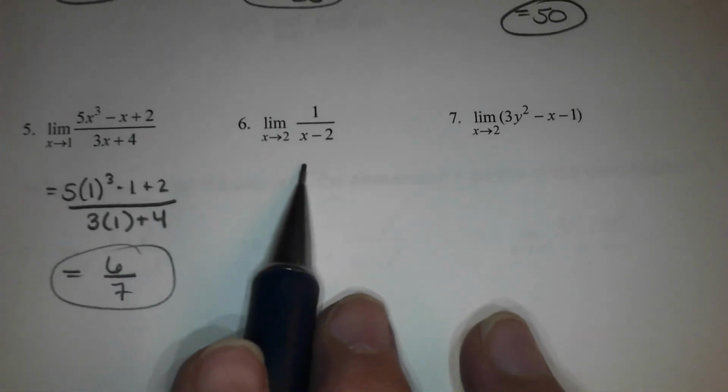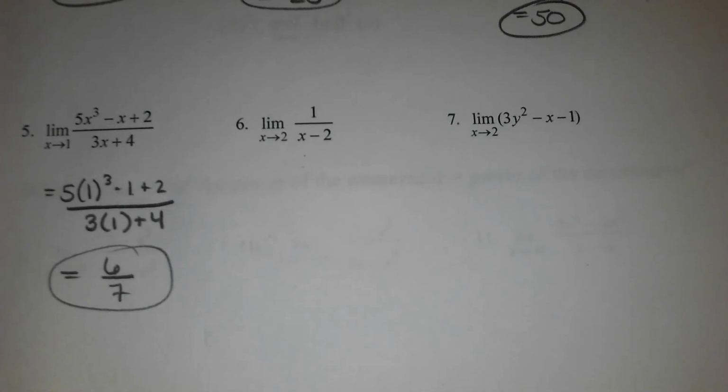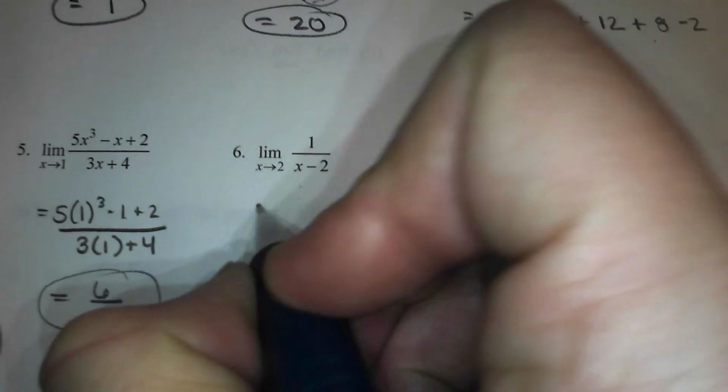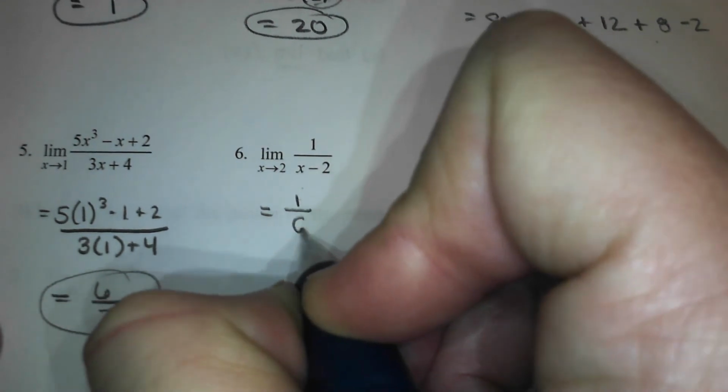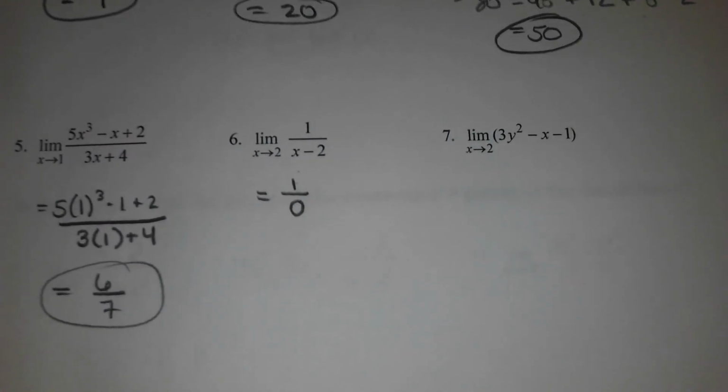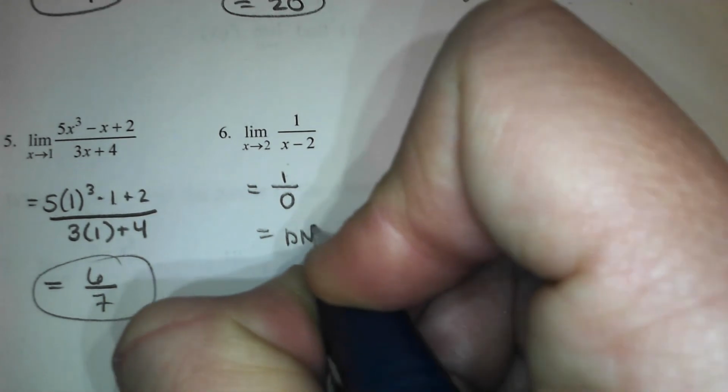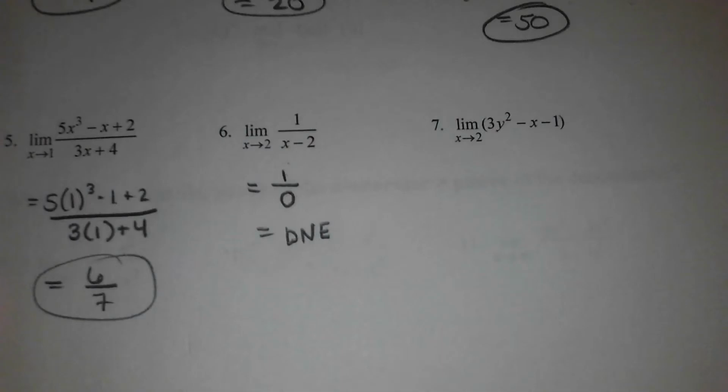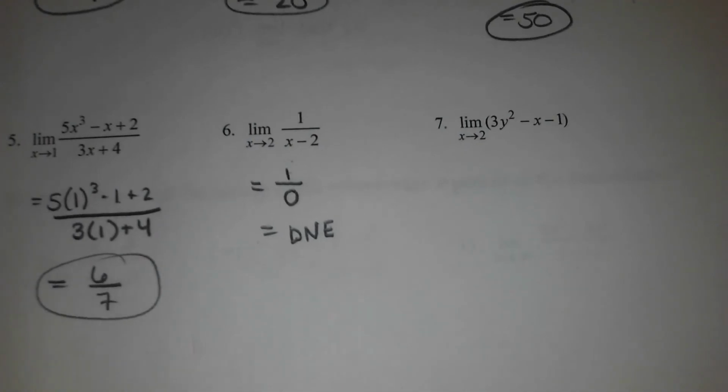This is going to be trouble, right? If I plug in 2, what do I get? Nope. 1 over 0, which is undefined, and that means that the limit does not exist. Good.